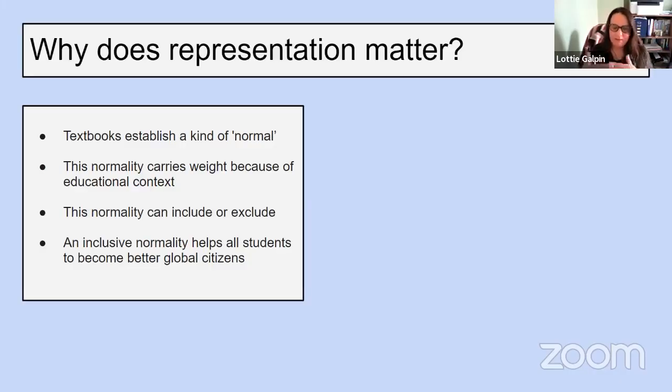And textbooks establish a kind of normal, don't they? I don't know about you, but when I was learning French at school, because it was pre-internet, my only understanding of France before I went there was from Tricolore 1. They're presenting very much an understanding of what is normal in the world. And this normality can include or it can exclude.